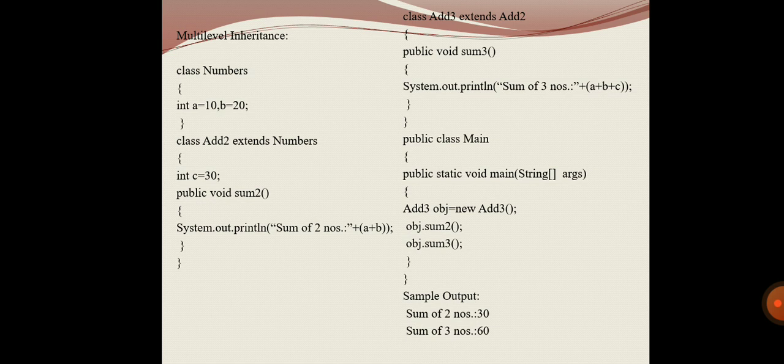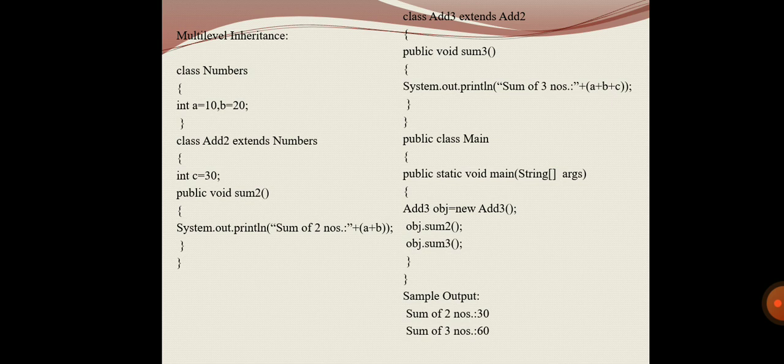Next we have to see about multi-level inheritance. Multi-level inheritance means that a derived class inherits a base class, and the derived class also acts as a base class to another class. Consider A as a base class, then we have a derived class B. Then we have a class C which is derived from class B. So this is what is called multi-level inheritance.